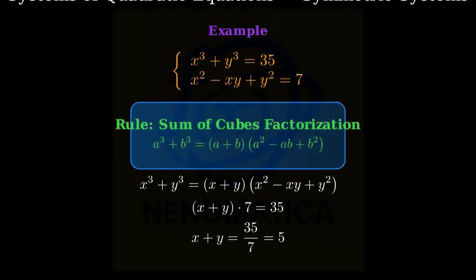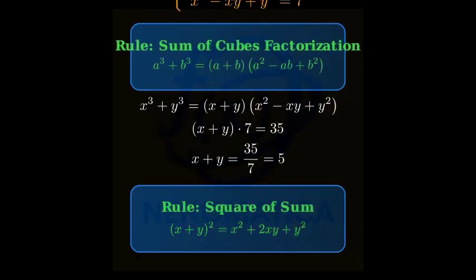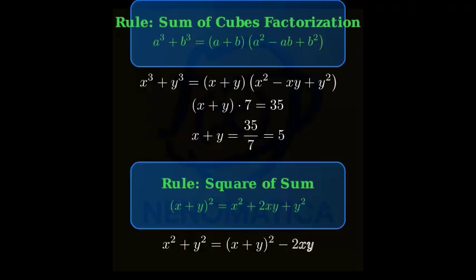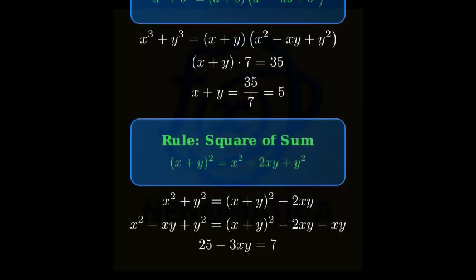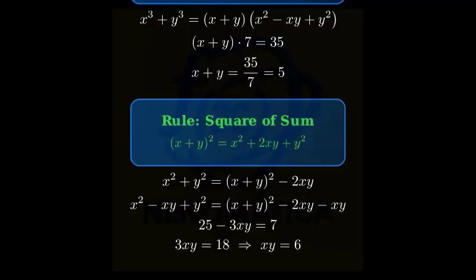Step 2. Use the square of a sum identity to express x squared plus y squared. Then rewrite the second equation in terms of x plus y and xy. x squared plus y squared equals (x plus y) squared minus 2xy. So x squared minus xy plus y squared equals (x plus y) squared minus 2xy minus xy. Substitute x plus y equals 5 to get 25 minus 3xy equals 7. Solve, and we find xy equals 6.